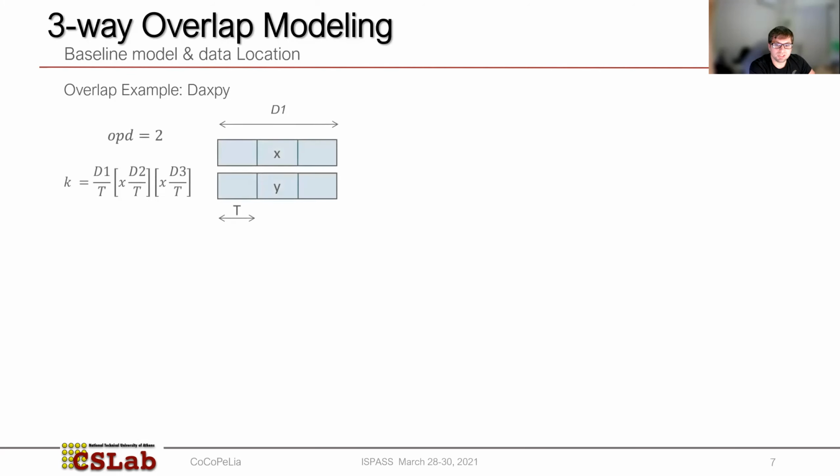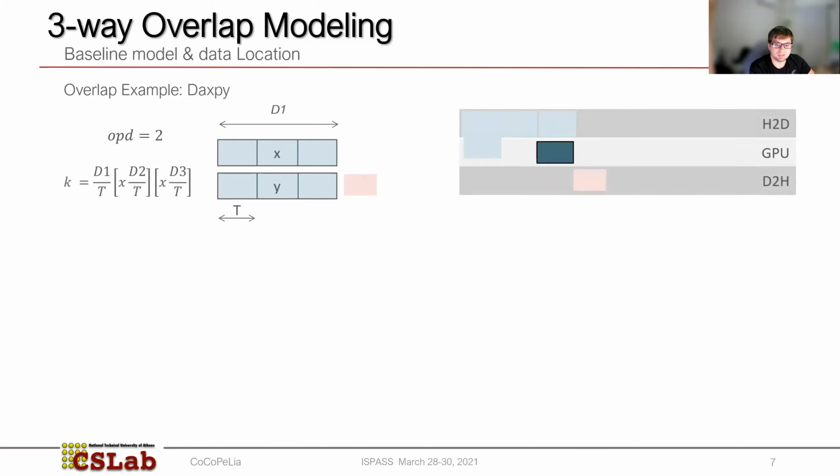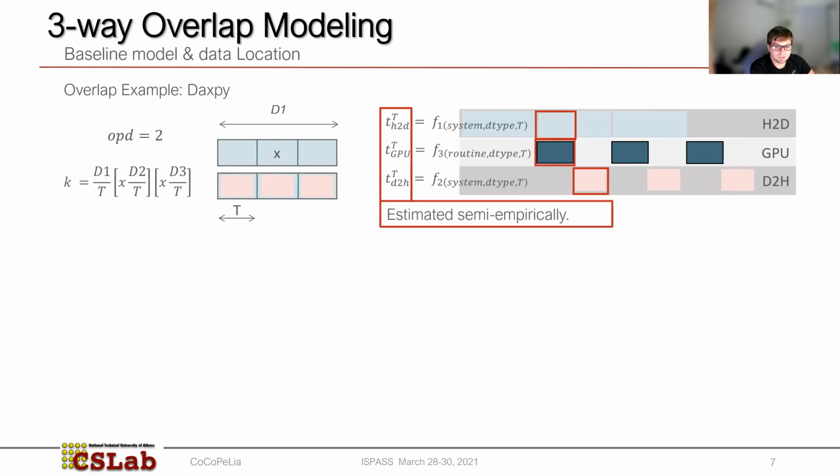We start from the common example of daxpy, a common BLAS1 routine. daxpy uses 2 data vectors, which we parameterize with OPD, and each is split into k equal tiles, creating k independent sum problems. Then, the host-to-device, computation, and device-to-host transfers for its subproblem are scheduled to the GPU and can overlap with distinct parts from other subproblems. The execution time of a single tile for each of these parts is modeled with 3 different functions, which are estimated semi-empirically, as we will show later.